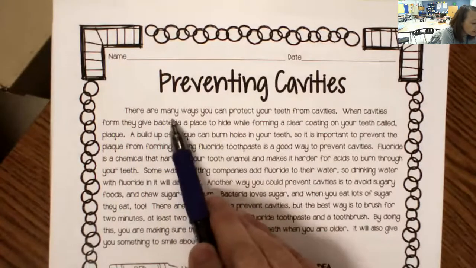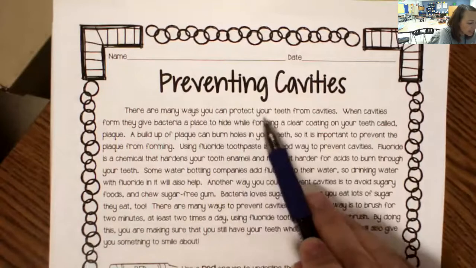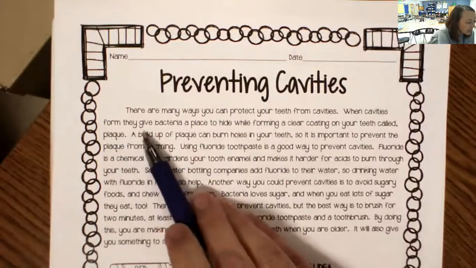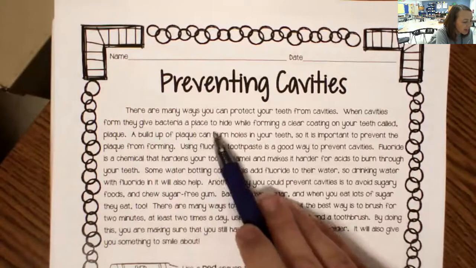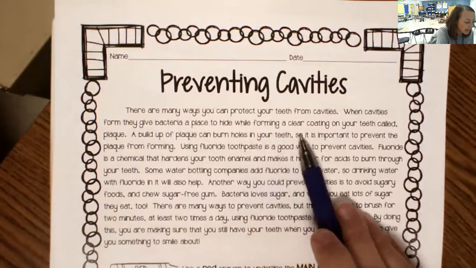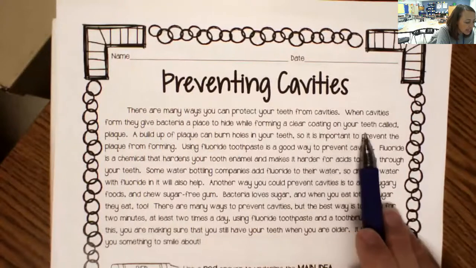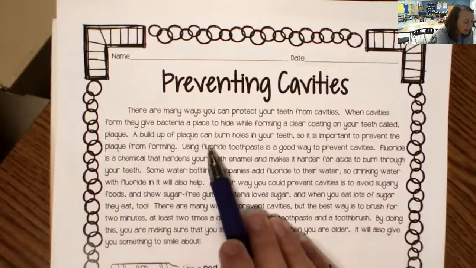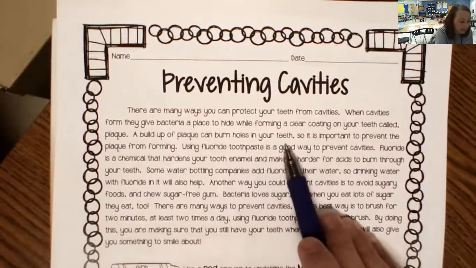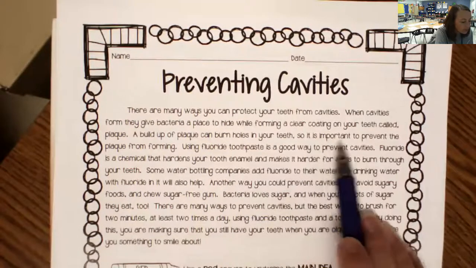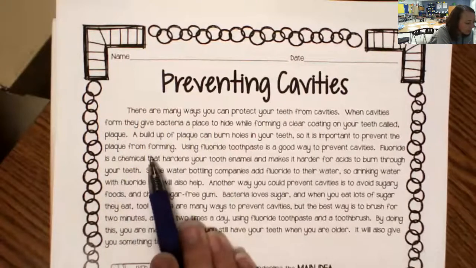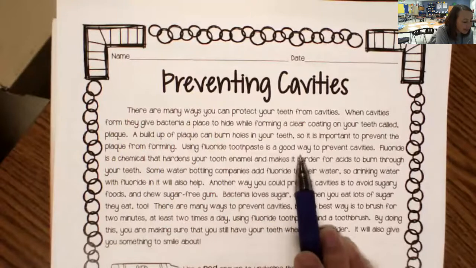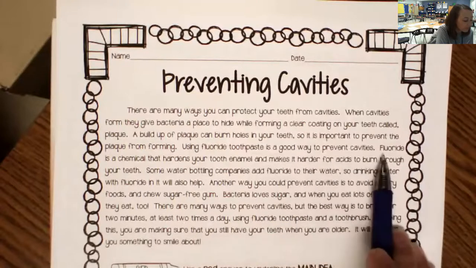There are many ways you can prevent your teeth from cavities. When cavities form, they give bacteria a place to hide while forming a clear coating on your teeth called plaque. A buildup of plaque can burn holes in your teeth, so it is important to prevent the plaque from forming. Using fluoride toothpaste is a good way to prevent cavities.